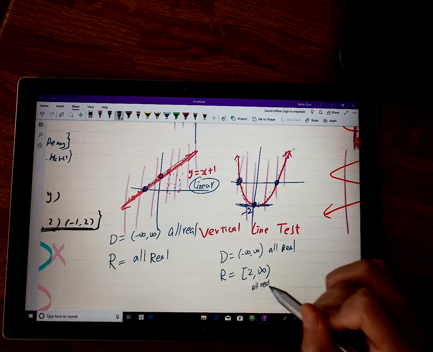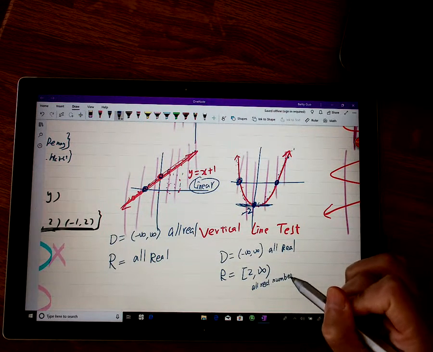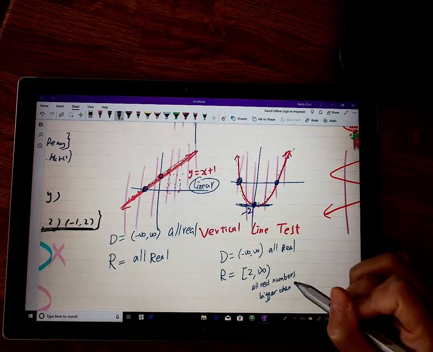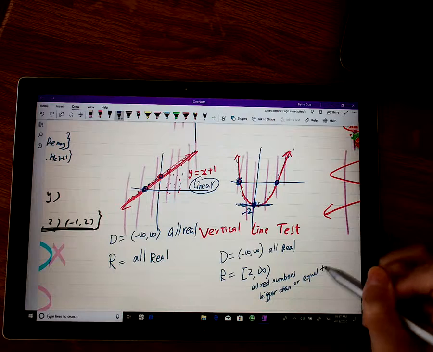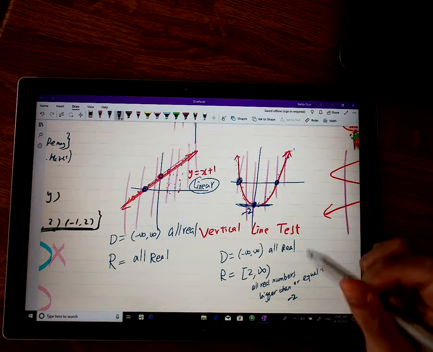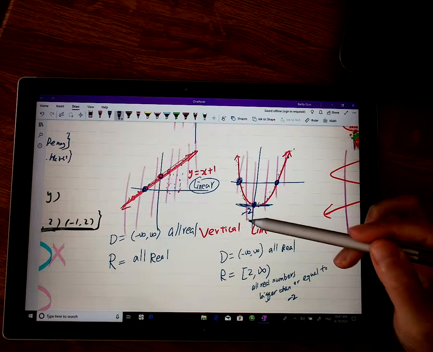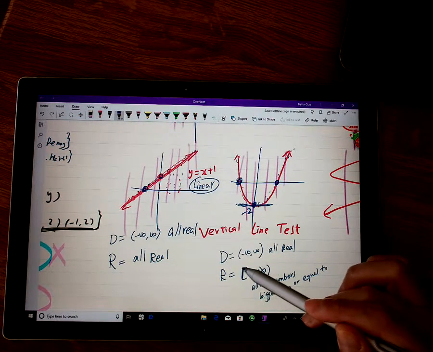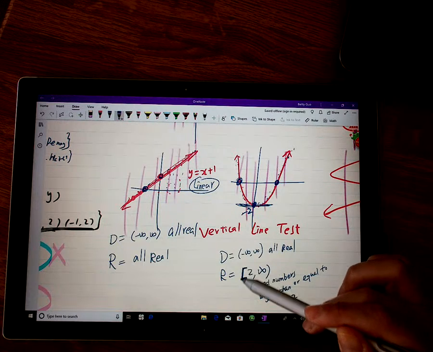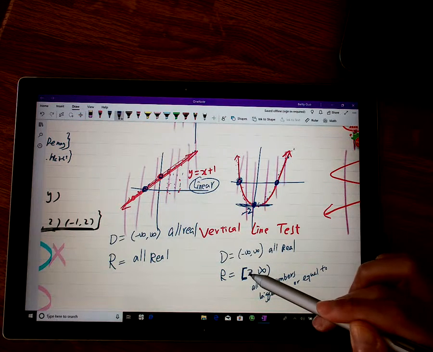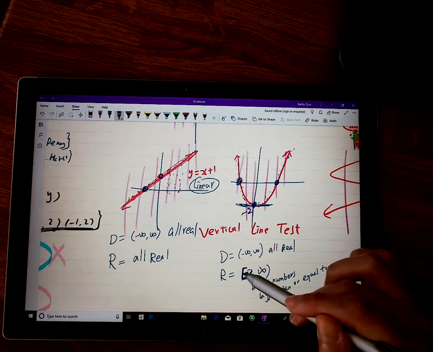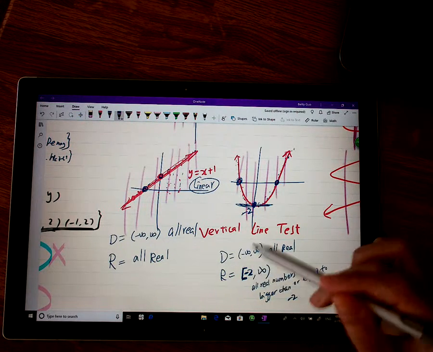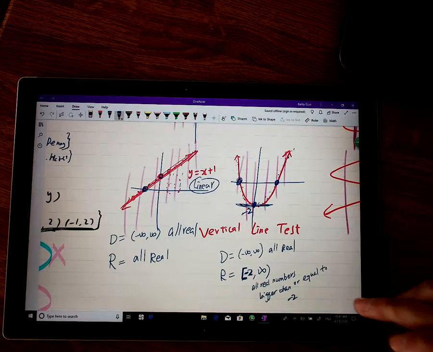All real numbers bigger than or equal to -2. No less than that, because we have nothing below. This is the interval notation for the range. We use a bracket at -2 because -2 is included in the range. Okay? -2 all the way to infinity.